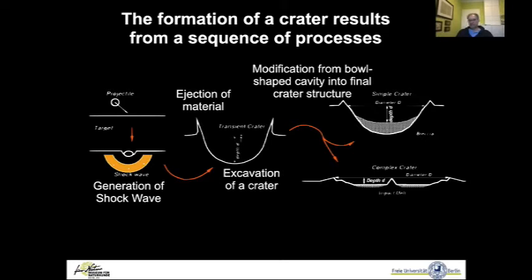If this transient crater is larger than a certain threshold, I said larger than about 15 kilometers, then we're going this path and we end up with this sort of complex crater structure, or if you will, also a basin structure. If we are smaller than a certain threshold, we end up with a simple crater. And there's some sort of a modification process, how we get from this transient crater bowl-shaped morphology into this complex crater morphology and a simple crater morphology.